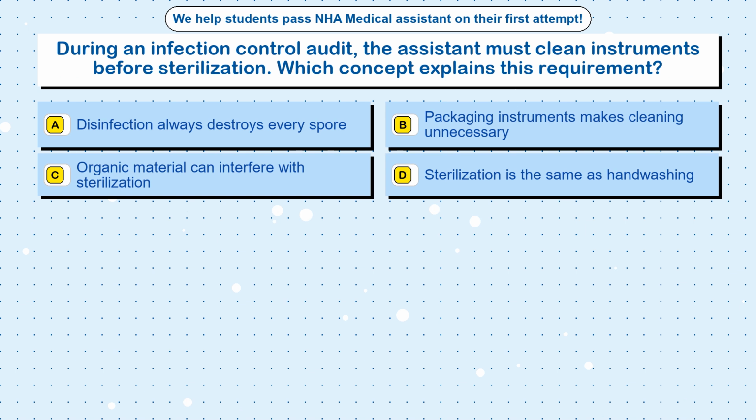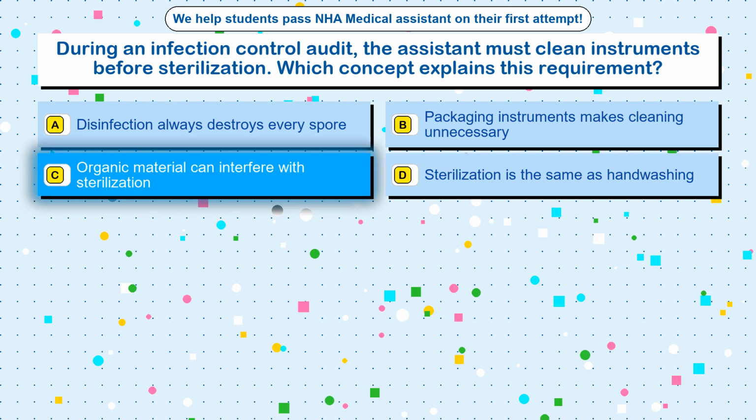Question 9. During an infection control audit, the assistant must clean instruments before sterilization. Which concept explains this requirement? Option A. Disinfection always destroys every spore. Option B. Packaging instruments makes cleaning unnecessary. Option C. Organic material can interfere with sterilization. Option D. Sterilization is the same as hand washing.